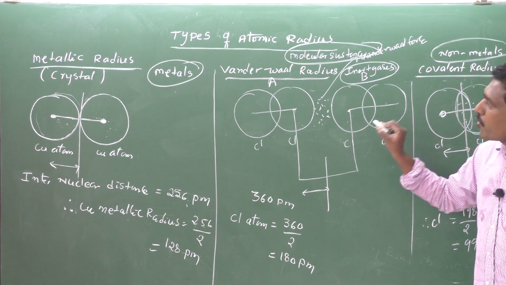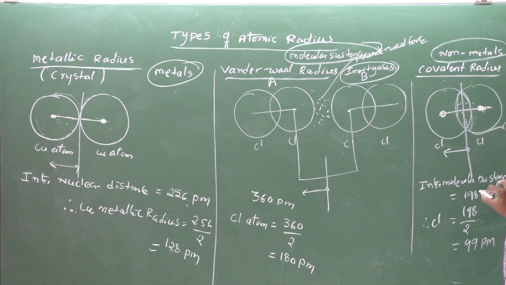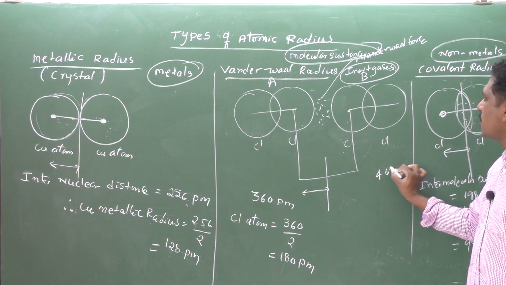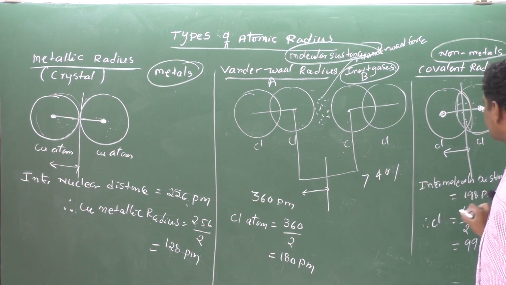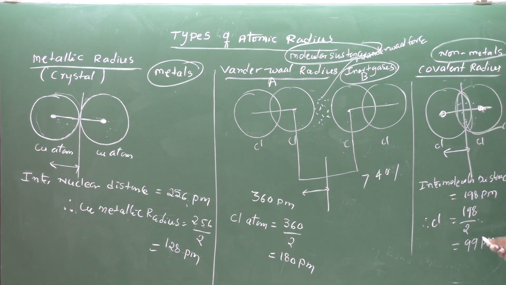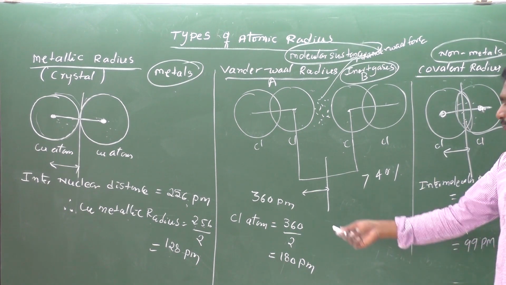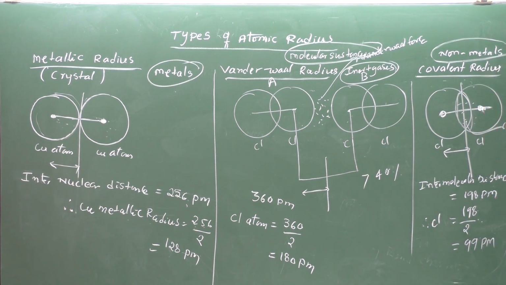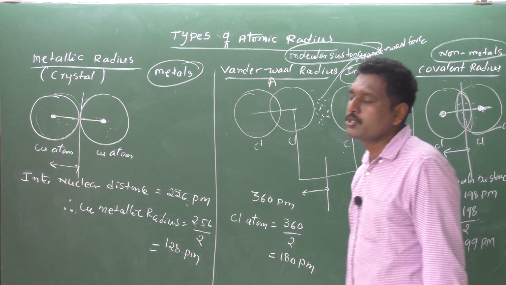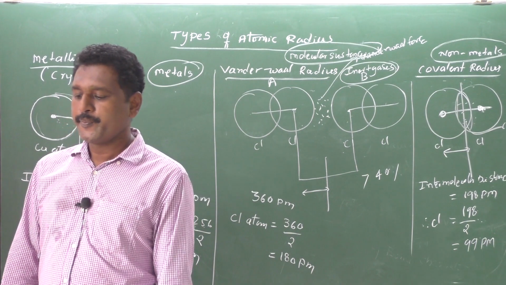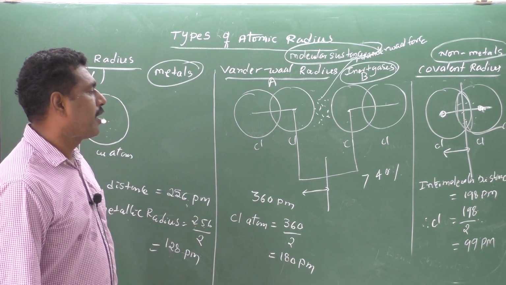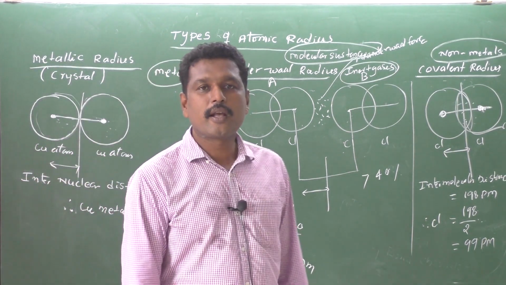So the chlorine atom van der Waal radius is different, and the chlorine atom covalent radius is different. Van der Waal radius is 40% more than covalent radius. So how? This is 99, and this is 180 picometers. That means it is 40% more than that one. Okay, so this is about types of atomic radius.